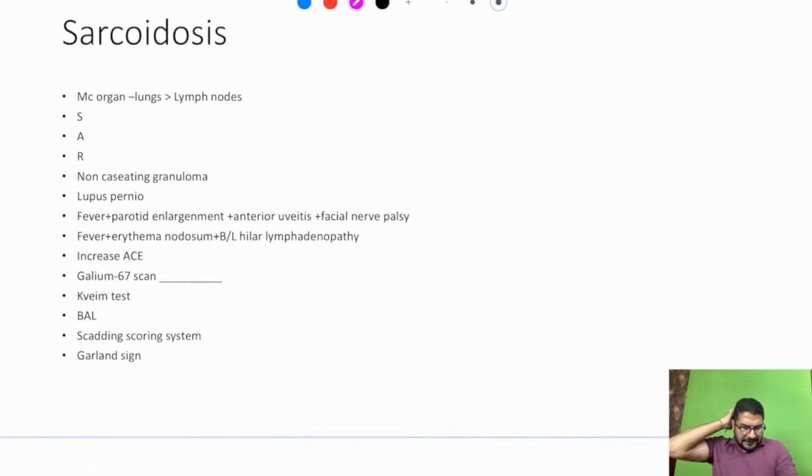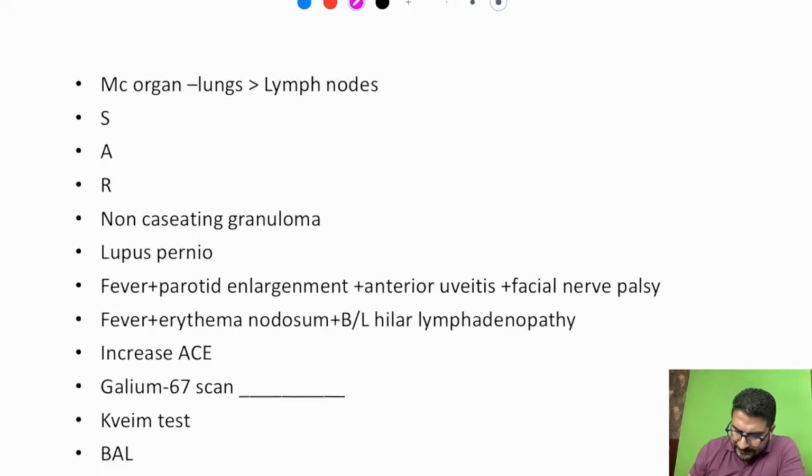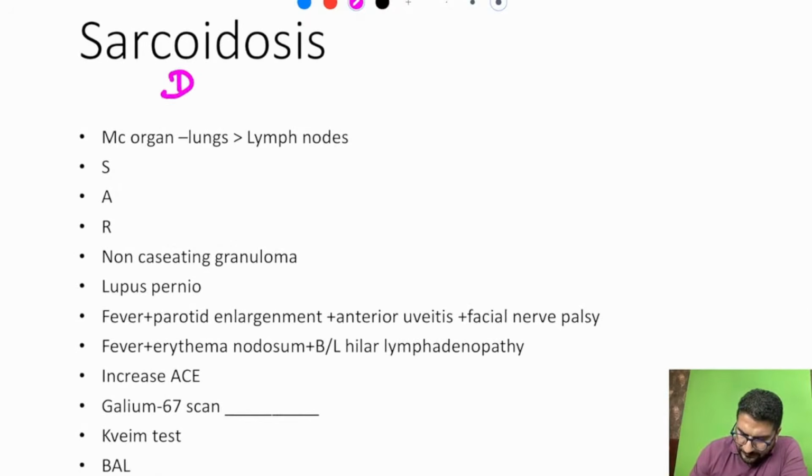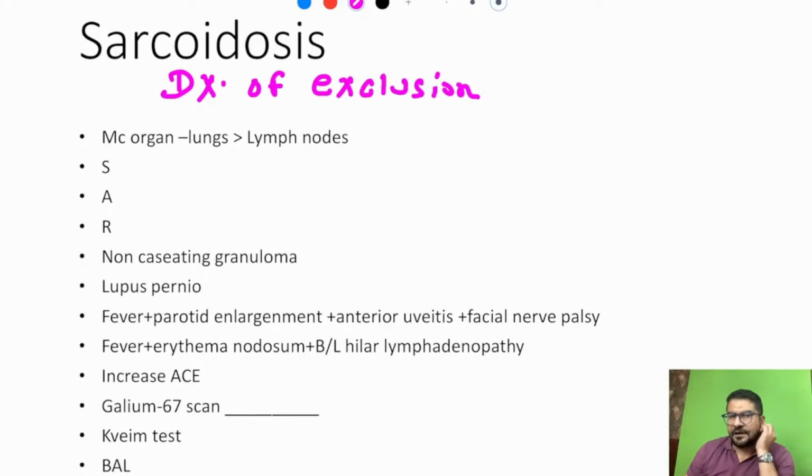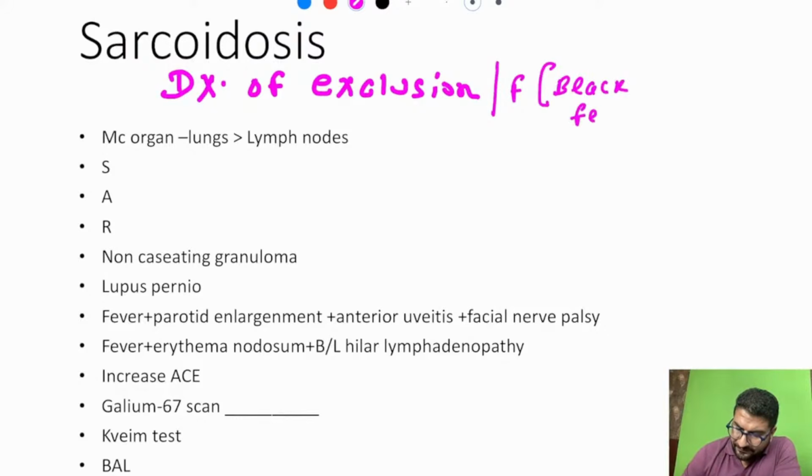Moving to next, sarcoidosis. So sarcoidosis, it is something which is a diagnosis of exclusion. इसका diagnosis आप सबसे बाद में बनाते हो, once you rule out every other thing. आप पहले सब कुछ रूल आउट करोगे, then you make a diagnosis. So sarcoidosis is a disease which is commonly seen in female, and generally it is more seen in black female or African female. So most common organ will be lung, followed by lymph node.